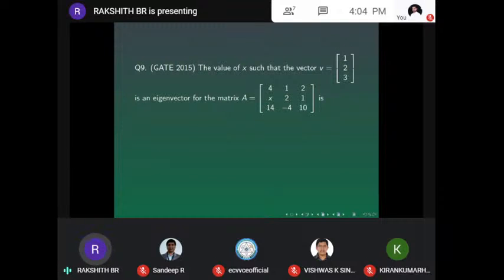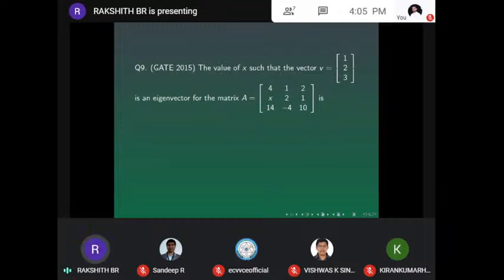So the next is again one of the simple questions. Find the value of x such that the vector (1, 2, 3) is an eigenvector for the matrix A. So you are asked to find out what is the value of x such that this column vector V will be an eigenvector for the matrix A.